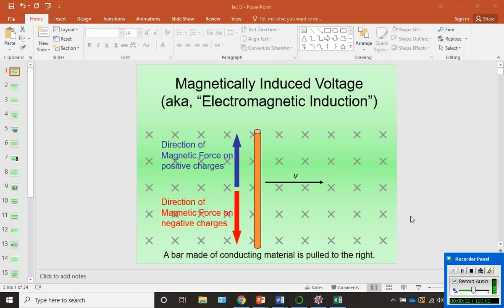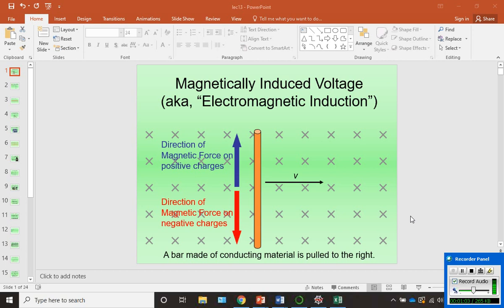And we're actually going to be looking at a practical application. So I know that sounds surprising, but let's see what happens. The idea that is behind the electric power distribution system in the world is based upon what we're about to discuss here. This idea of magnetically induced voltage, which is better known as electromagnetic induction.